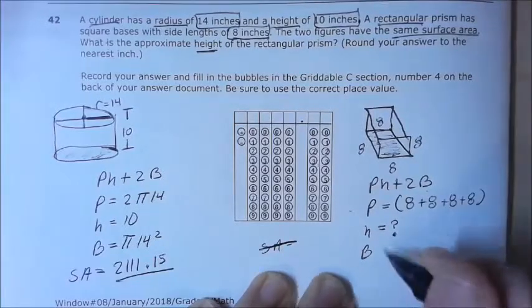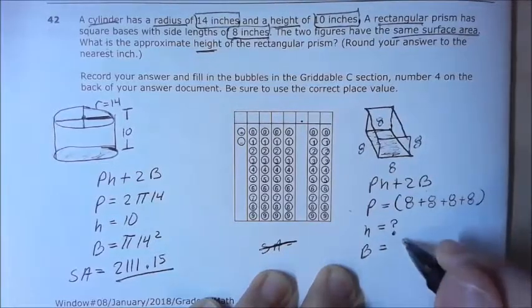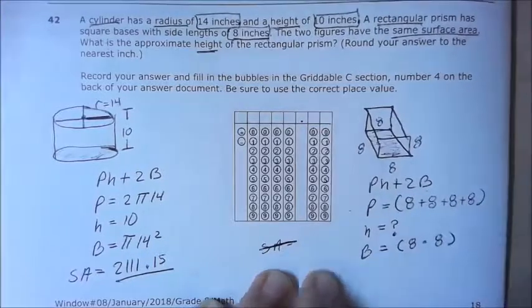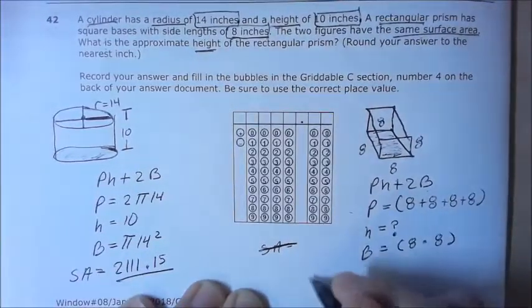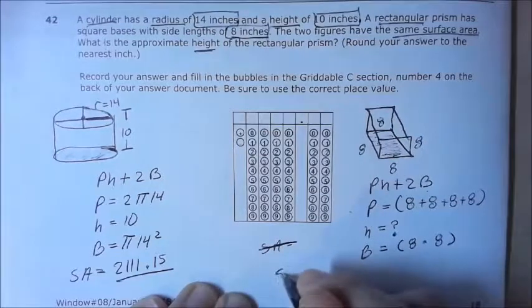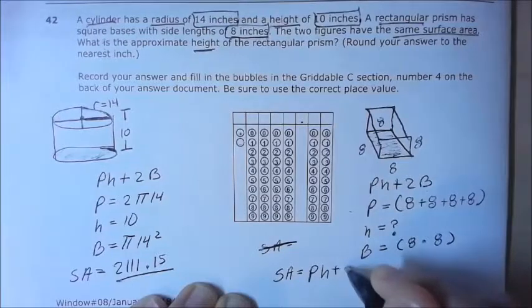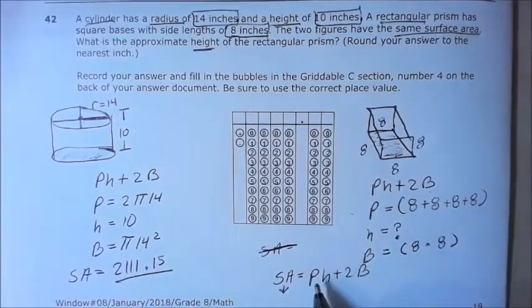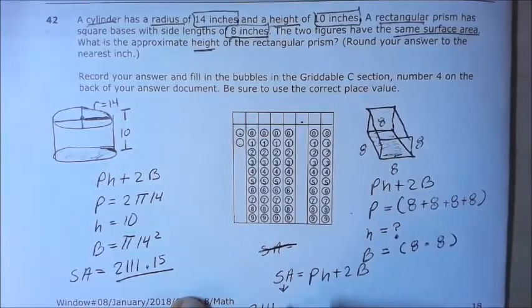We don't know the height, but I know how to find the area of the base, right? The area of the base is just going to be 8 times 8. So we can go ahead and plug this into our calculator with what we do know. So let me write out our formula. We have the surface area of that shape is equal to PH plus 2B. We know what the SA is because it said the surface area is the same as the cylinder. So we know that that's 2,111.15.